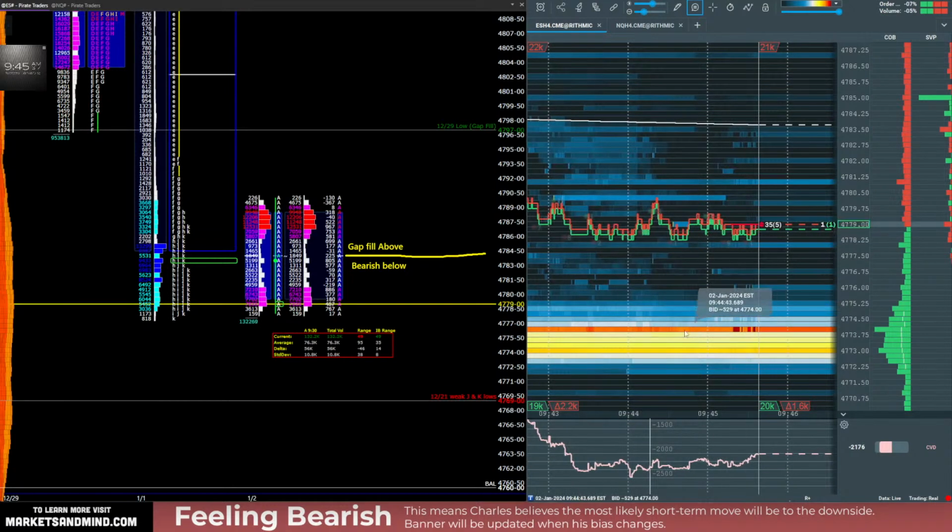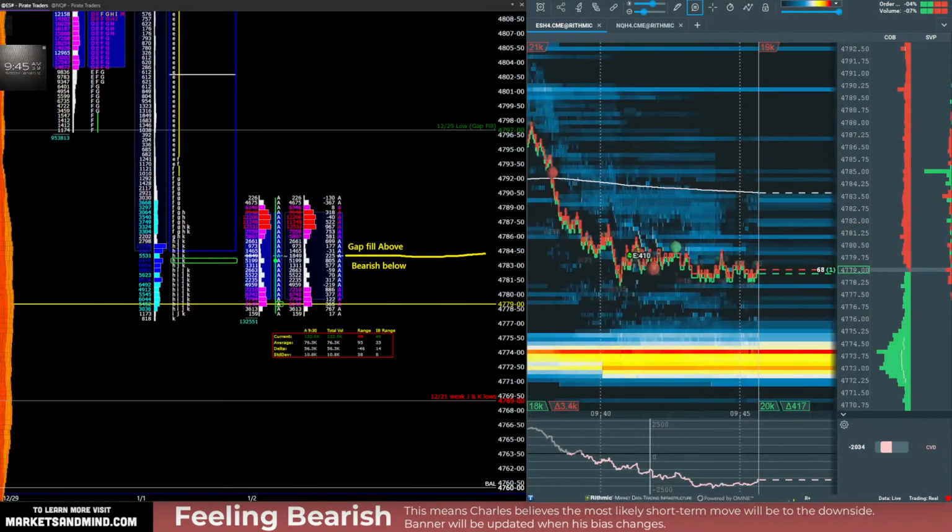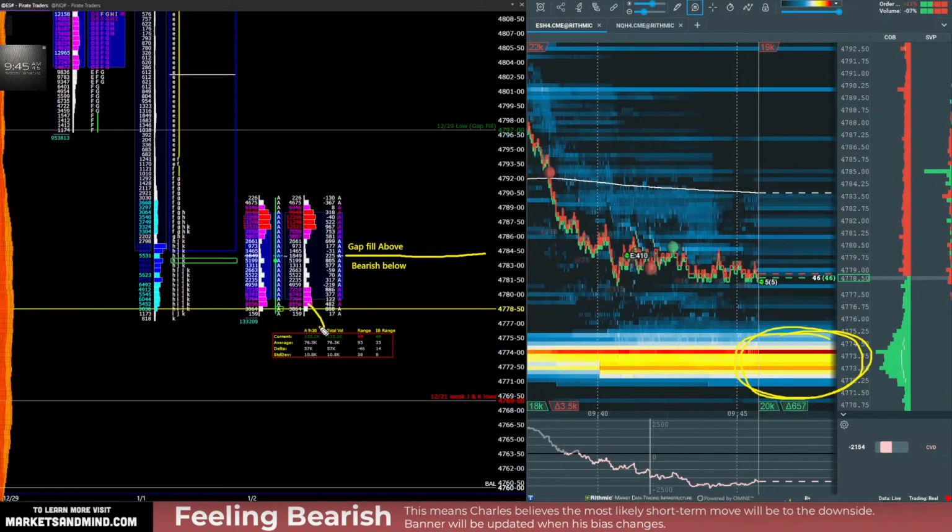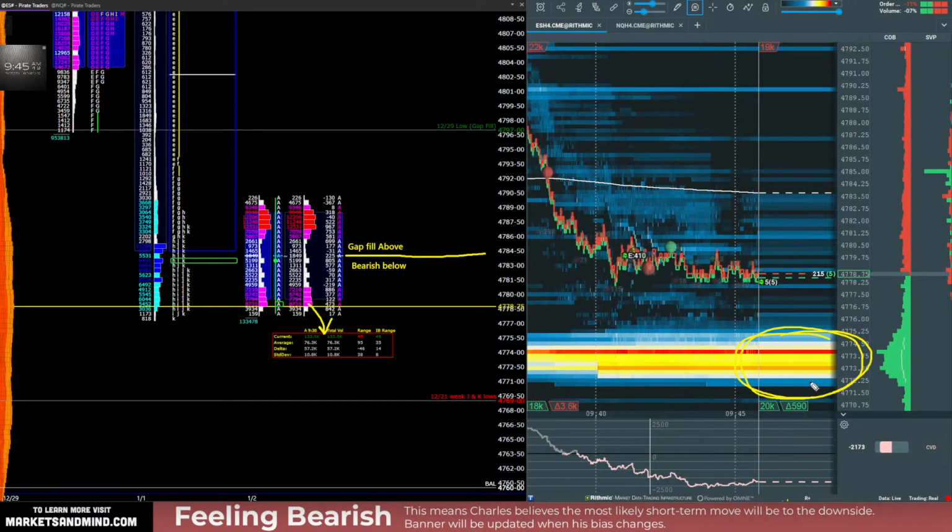Okay, so we're watching this liquidity down here. This little area, this node. What happens to that as price pokes below the overnight low? Does it poof? Does it just disappear? Or do they let the orders fill?